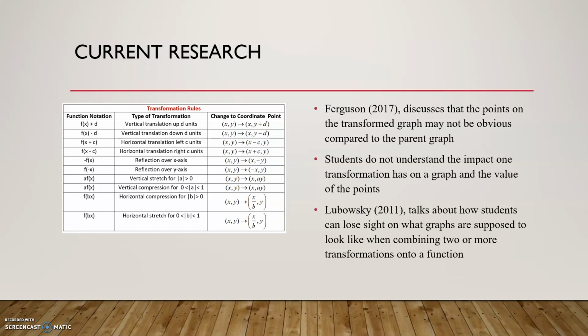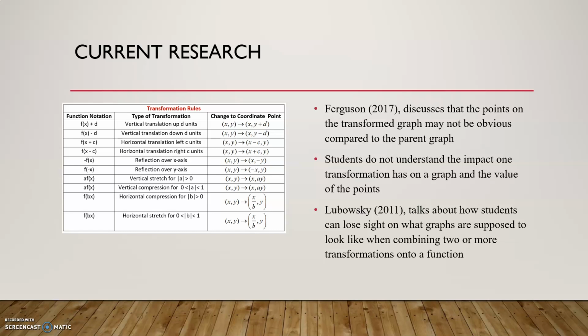The current research, Ferguson discusses that the points on the transformed graph may not be obvious compared to the parent graph. For example, a horizontal stretch may look like a vertical compression to some students. And if we look at this table right here, it just shows all the rules for how to change a point algebraically, and this can be very overwhelming for students. And students do not understand the impact one transformation has on a graph and the value of the points.